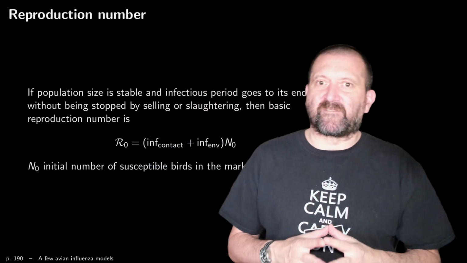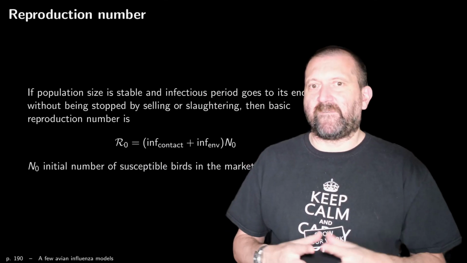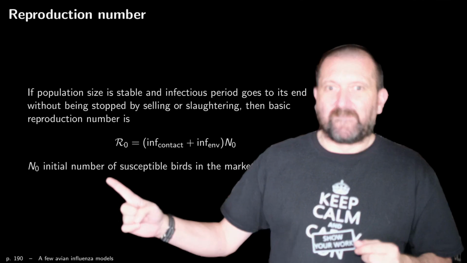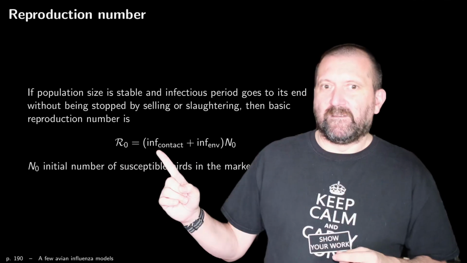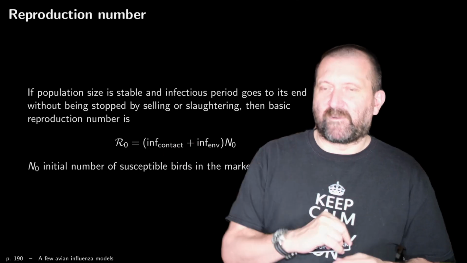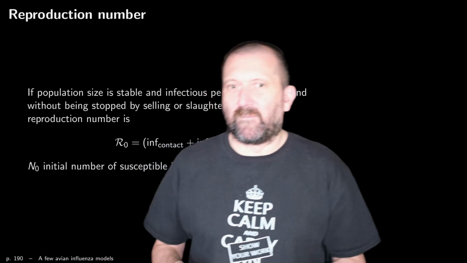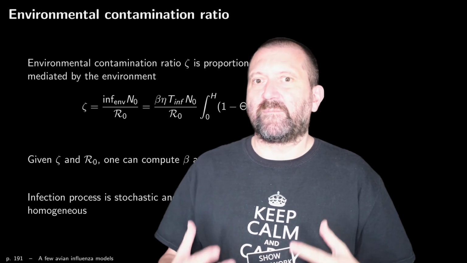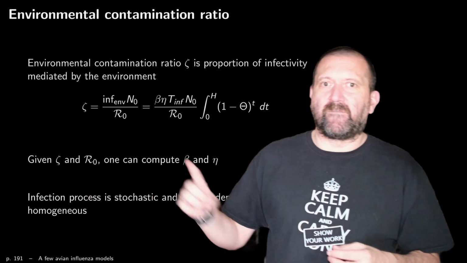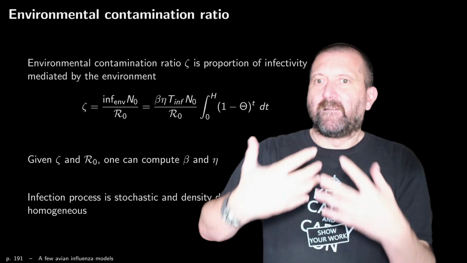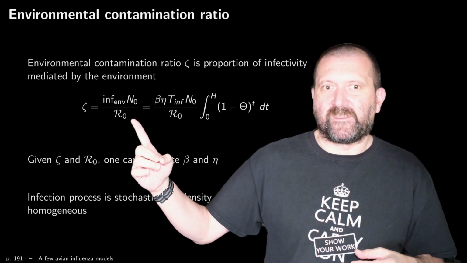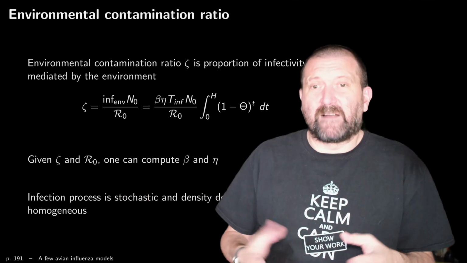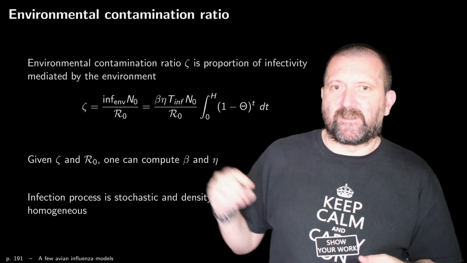Now, if the population size doesn't change, is large enough, and the infectious period goes to its end, that means you don't intervene, then you can compute a reproduction number that is essentially the force of infection through contact plus the force of infection through the environment, times the number of animals that are present. You can look at how much of the contamination comes in through the environment through this ratio here. That zeta is the proportion of infectivity that is a consequence of the environment. So it's simply this quantity here. This is typically something that is estimated by other means. R0 you might have some clue about, so you can compute the beta and the eta that are required.